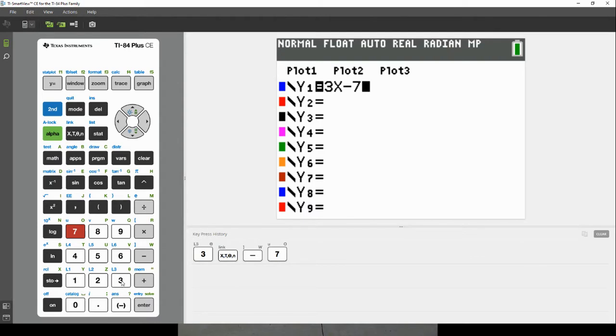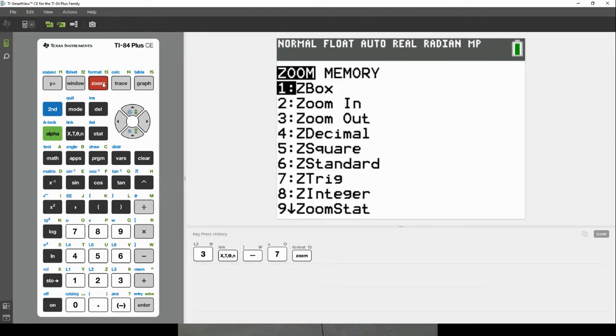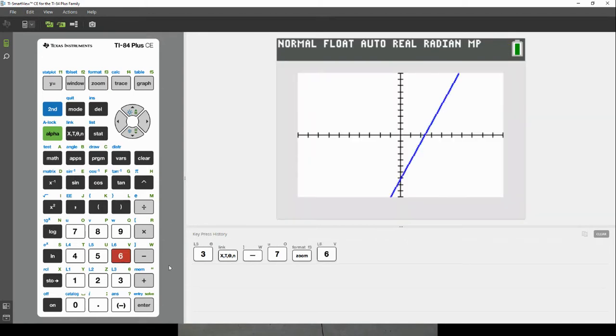Whatever your number is, we're going to be using this symbol right here to represent x. From there, I can hit this Zoom button, and I'm going to go Zoom number 6. What that's going to do is give me a standard kind of screen that I can use. That's probably what you're going to use for most of them. So there you can see that they've graphed our line. And that's what you need to do with that.